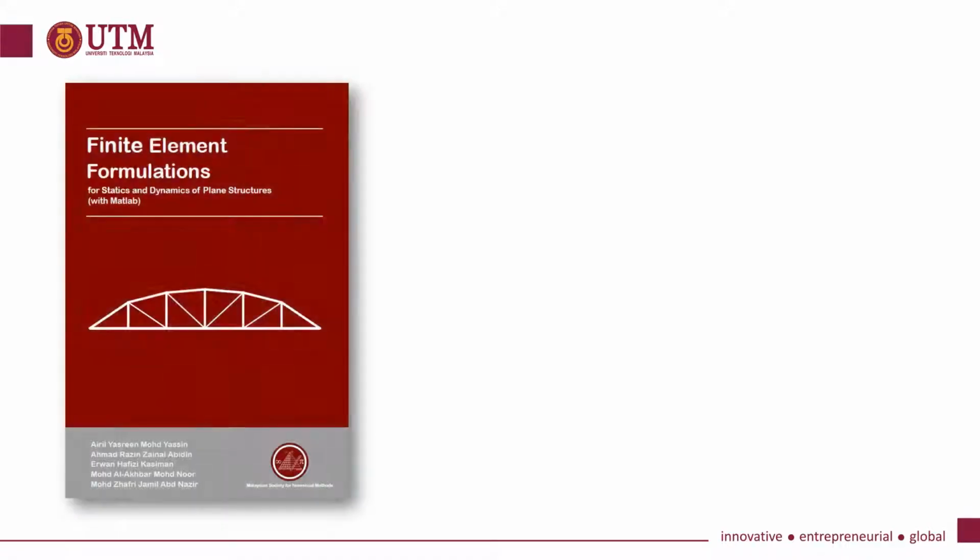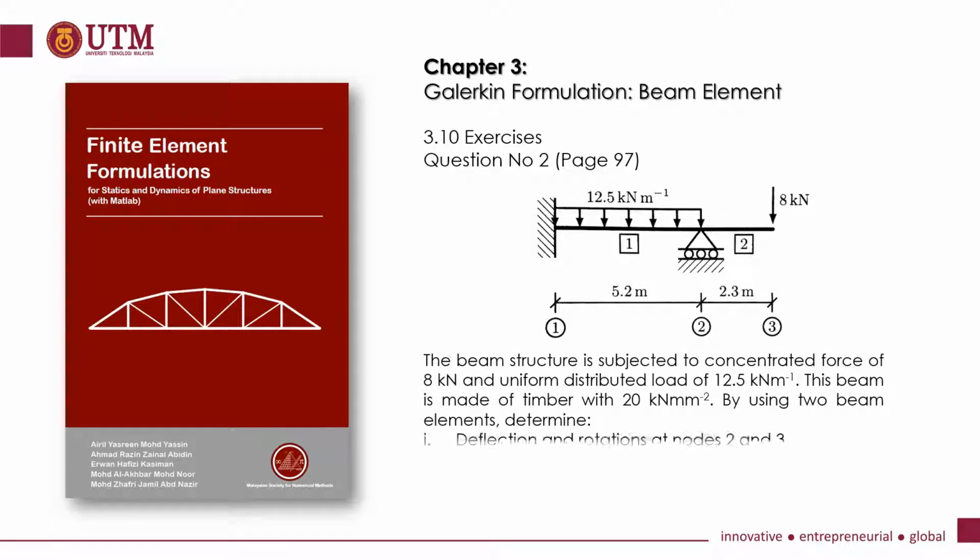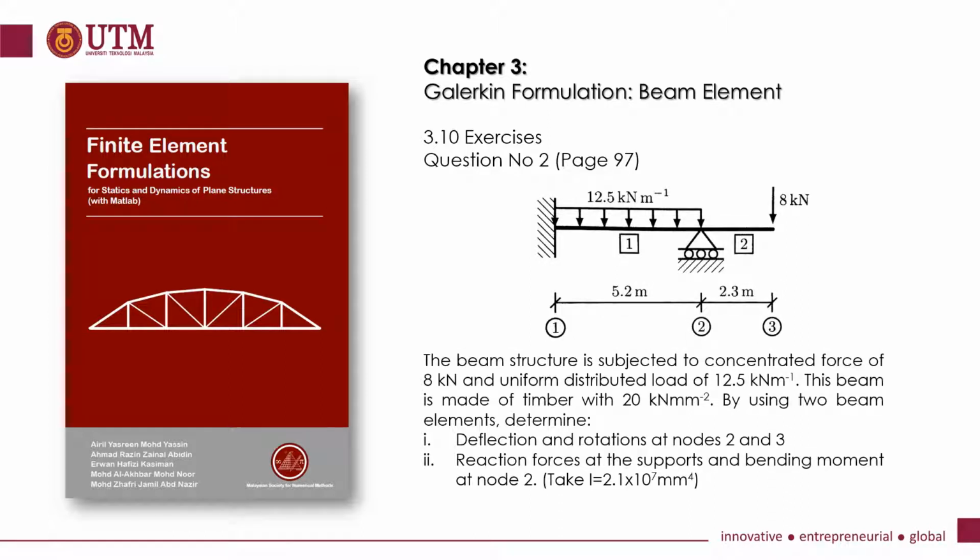I will be using this book as a reference, and the question that we'll be discussing is under chapter 3, number 2. So if you have the book, you can turn to page 97. What we have here is a cantilever simply supported beam on the left-hand side and an overhang beam on the right-hand side. We have a uniformly distributed load of 12.5 for the first element and also a downward point load for the second element.